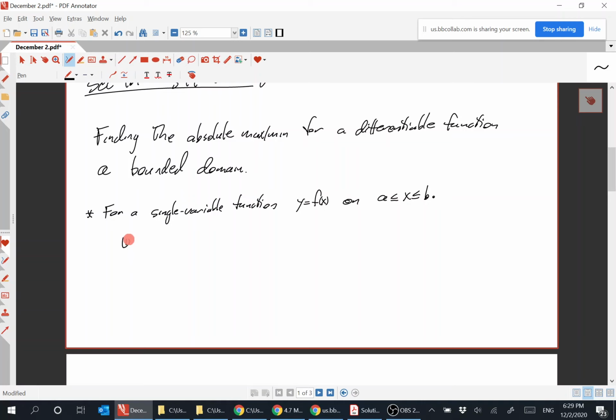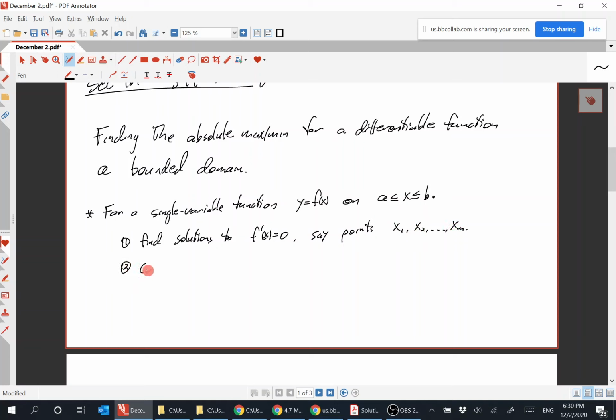Right. So step 1, find f prime, solutions to f prime of x equal to 0. Say points c1, c2 through cm or something like that. Find the solutions to that. Maybe we'll call them x1, x2 to xm.